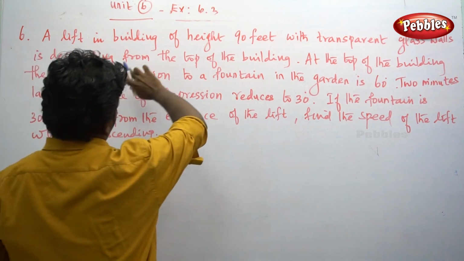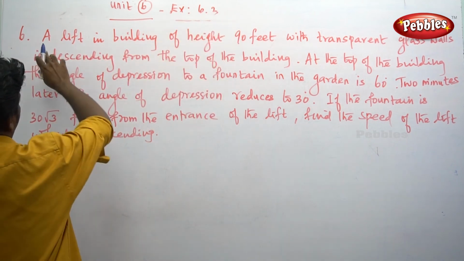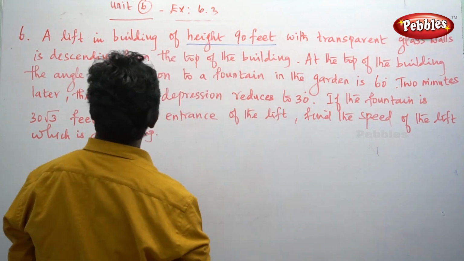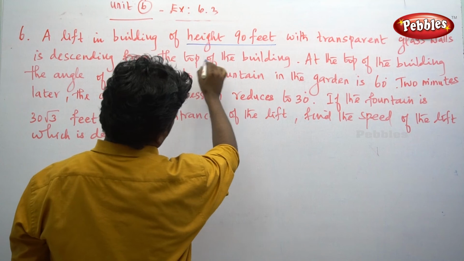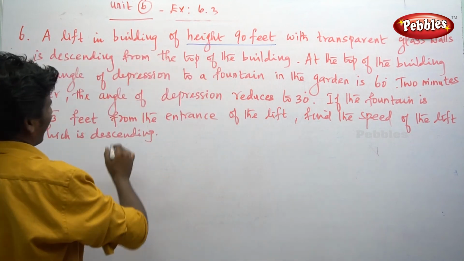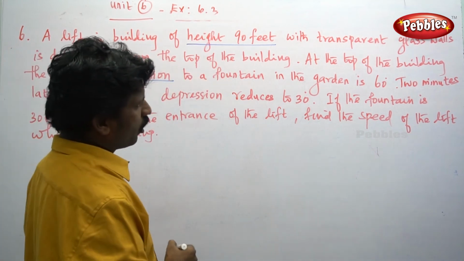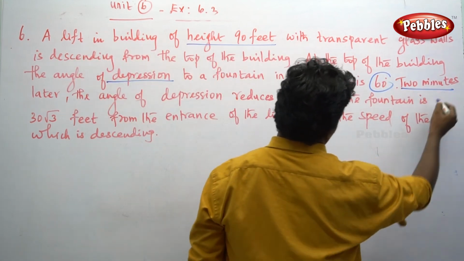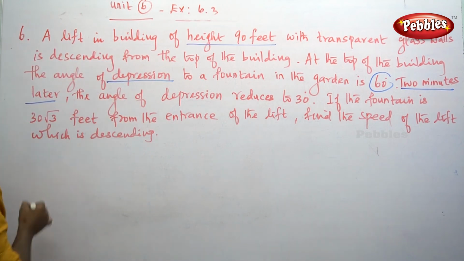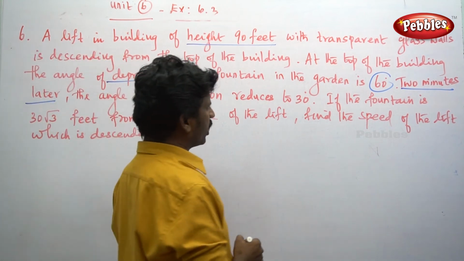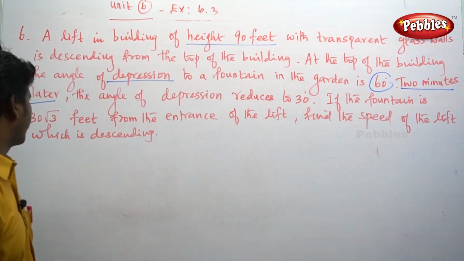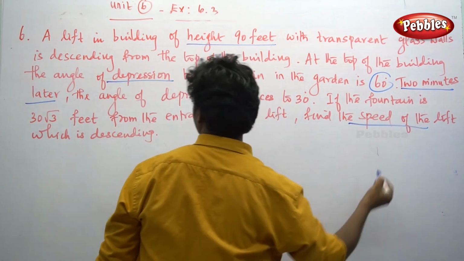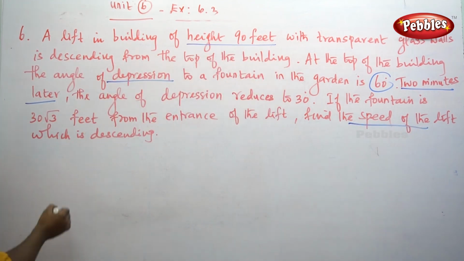Question number 6 in exercise 6.3. A lift in a building of height 90 feet with transparent glass walls is descending from the top of the building. At the top of the building, the angle of depression to a fountain in the garden is 60 degree. 2 minutes later, this is a very important line, 2 minutes later, the angle of depression reduces to 30 degree. If the fountain is 30 into root 3 feet from the entrance of the lift, find the speed of the lift which is descending, right?